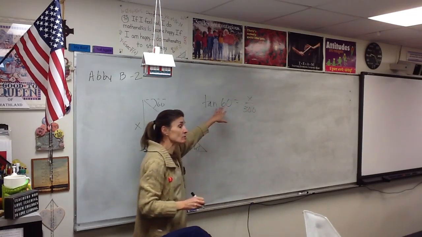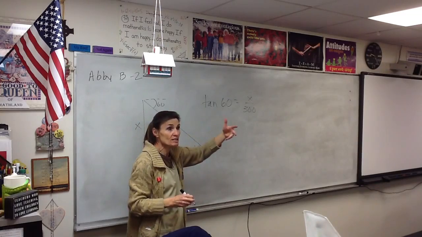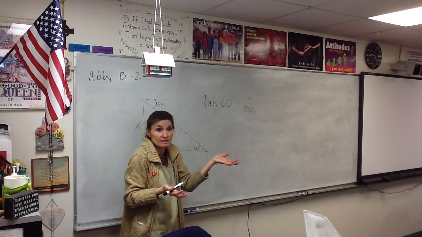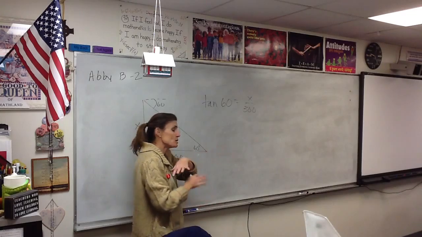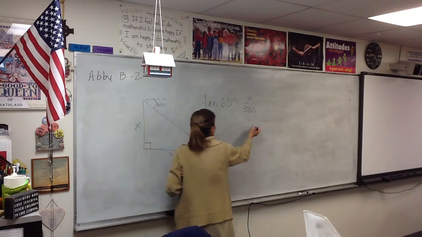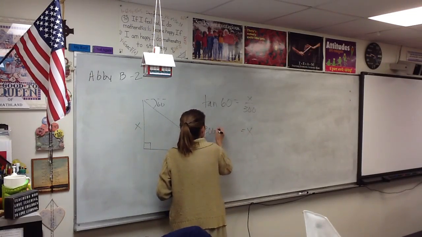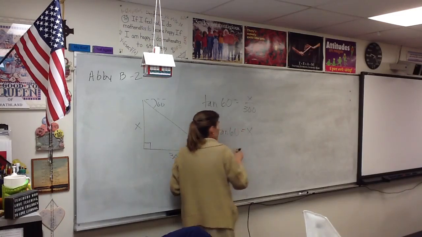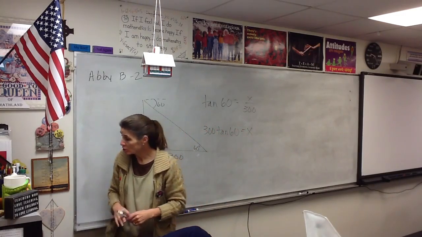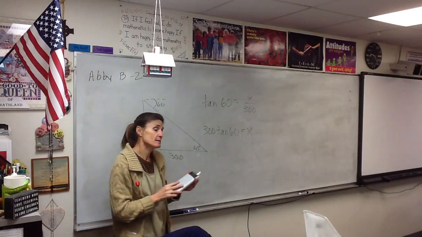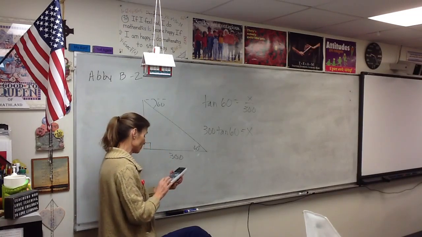Now, because the angle's 60, you could actually do this one without a calculator, right? Because 60 is a special angle. But we're going to use our calculator for all these. So x will equal 300 tan 60. Very, very simple. My only caution to you is be sure you're in degrees. Otherwise, you won't get the right answer.